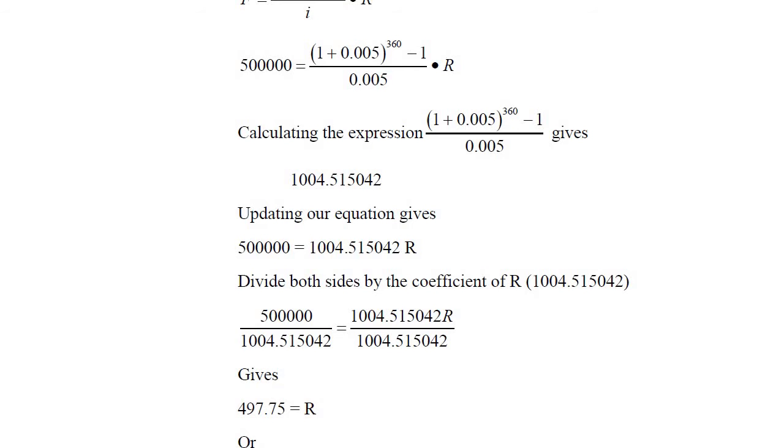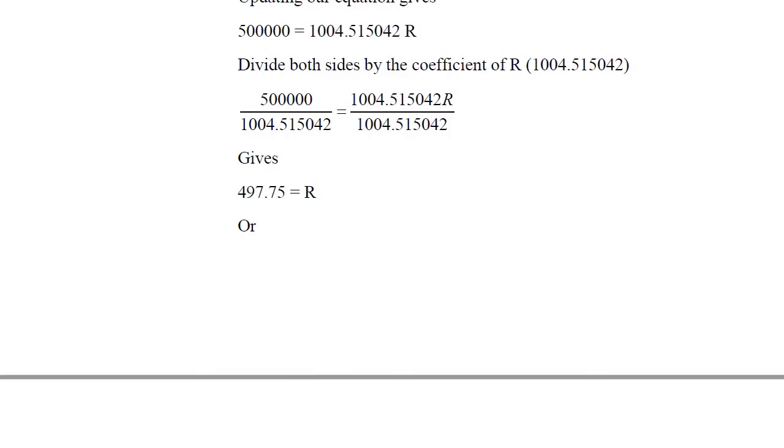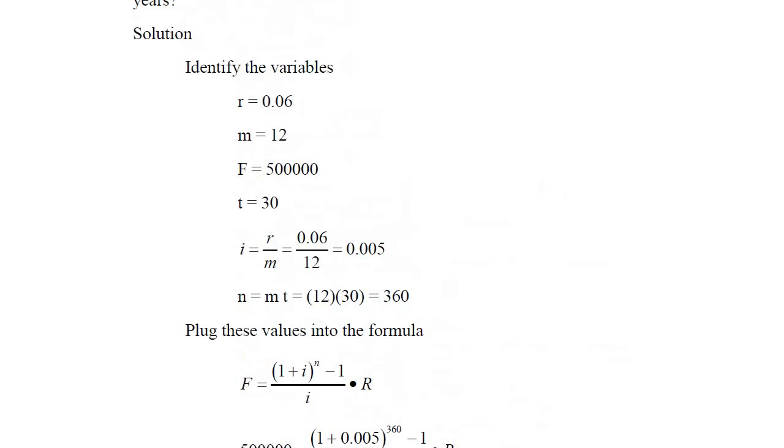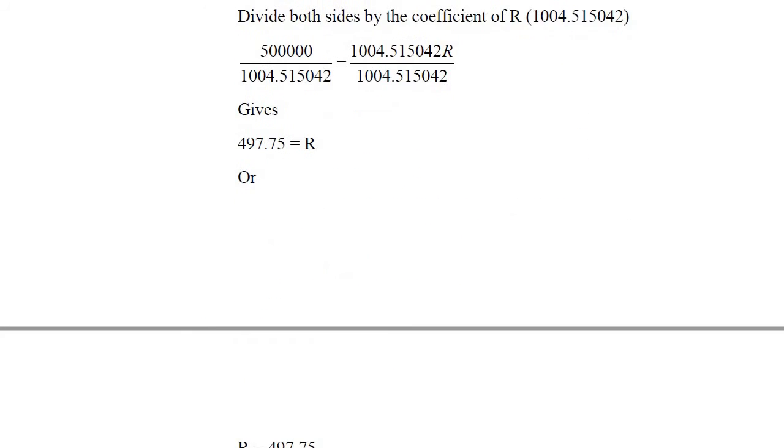A lot of times in these problems, instead of saying the long number every time, I just say the big long decimal. So we've got 500,000 divided by that long decimal, and when I divide, that gives me 497.75 is equal to R, which is the same thing as saying R is equal to 497.75. So if you deposited $497.75 into a 6% account every month, after 30 years you will have $500,000.